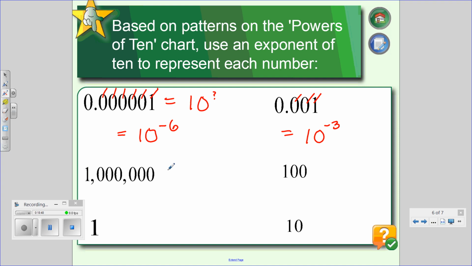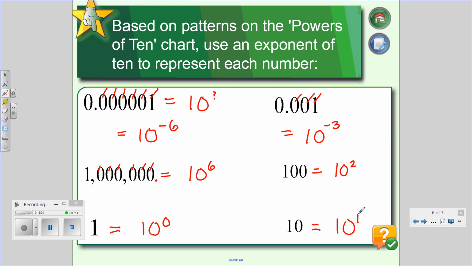Good old 1 million here. You can just look it up on the back. 1 million is 10 to the 6th power. And if the decimal point is here, I would have to move it to turn it into 1. I would have to move it 1, 2, 3, 4, 5, 6 place values. It has 6 zeros on it. 100 has 2 zeros, so it is 10 to the 2nd power. The number 1 has 0 zeros, so it is 10 to the 0th power. And then 10 just by itself has 1 zero, so it should be 10 to the 1st power.